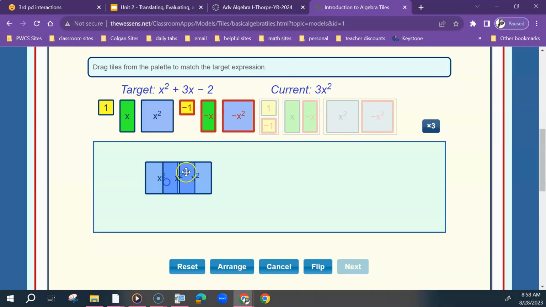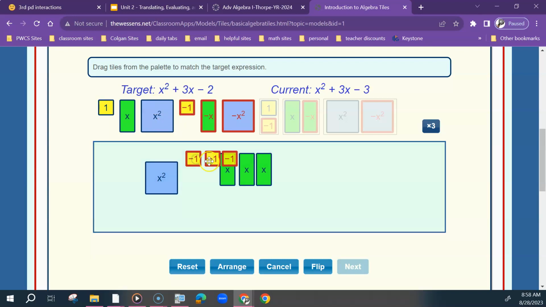Blue positive x squared. Just one of them though, not 3. Isaiah? 3 positive x's. And Anessa? 2 negative ones.